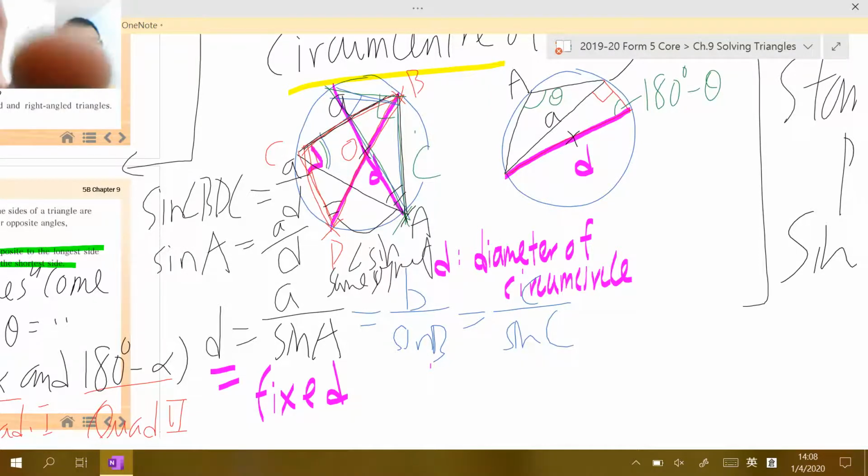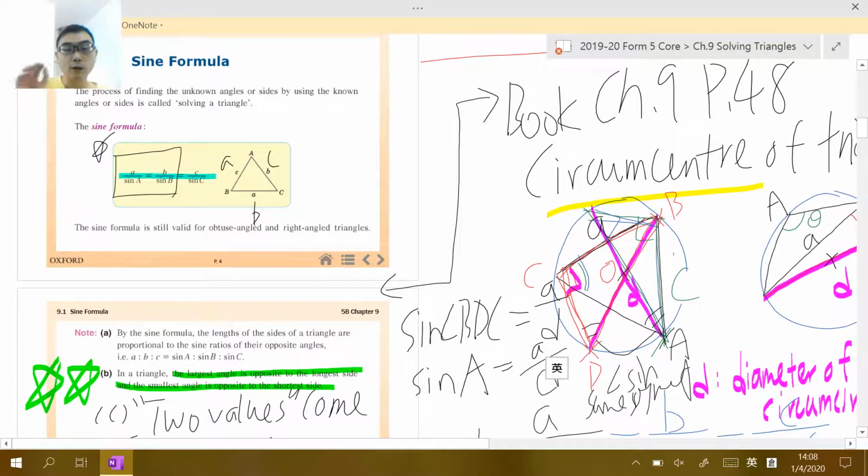So it works. Do remember that this is a very, very important formula that you need to learn. This is called the sine formula, and it relates to the circle of the triangle. So this is also very important for you to do some of the MC questions, especially if I want to know the circle of this triangle.